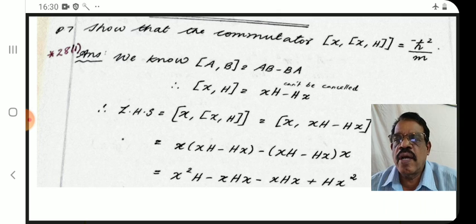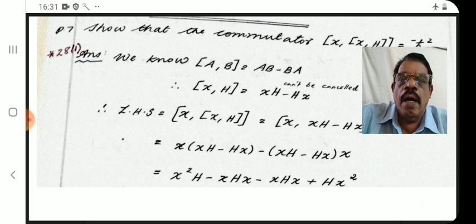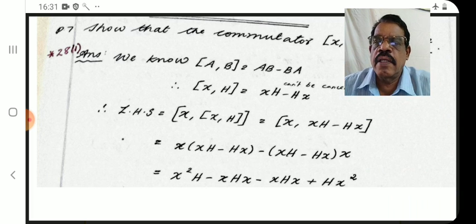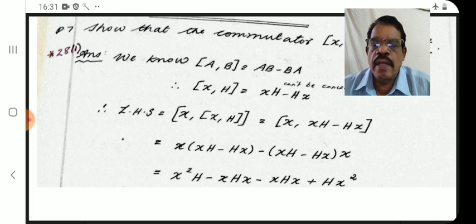So we use the commutator relation, that is [a, b] is equal to ab minus ba. Therefore [x, H], you write x in the place of a and H in the place of b. We get xH minus Hx. And you remember they will not cancel. It is a commutator. Now you again write LHS, [x, xH], that is equal to [x, xH minus Hx]. Again apply the commutator relation.